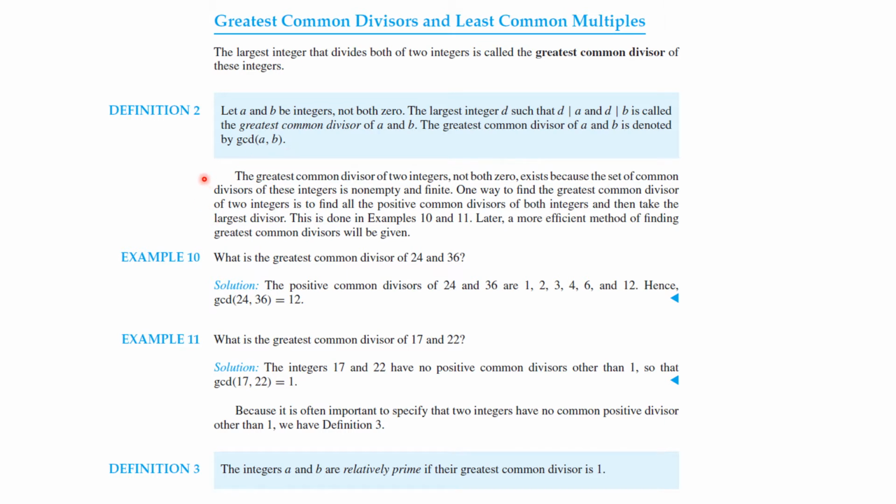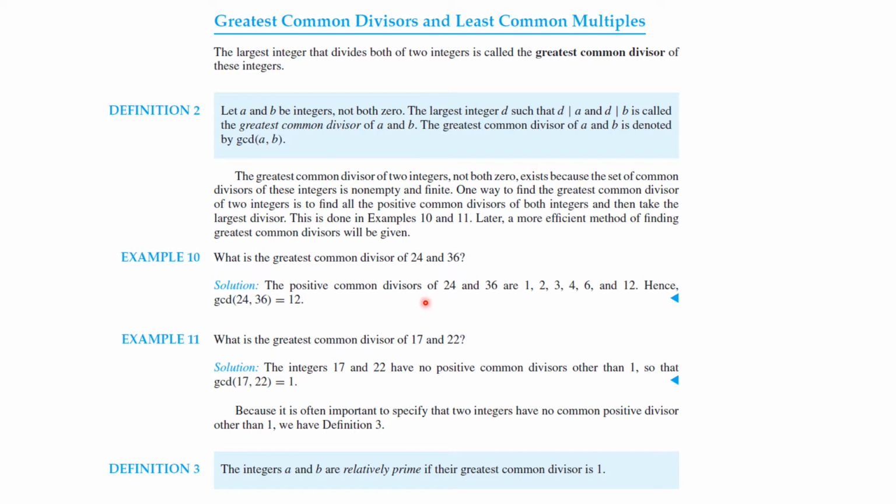The greatest common divisor of two integers, not both 0, does exist because the set of common divisors of these integers is non-empty and finite, because 1 divides both of them. So one way to find the greatest common divisor of two integers is to find all positive common divisors of both integers and then take the largest divisor. This is done in a couple of examples, but there are more efficient ways, and we'll talk about at least 2 of them. So you could say, what is the greatest common divisor of 24 and 36?